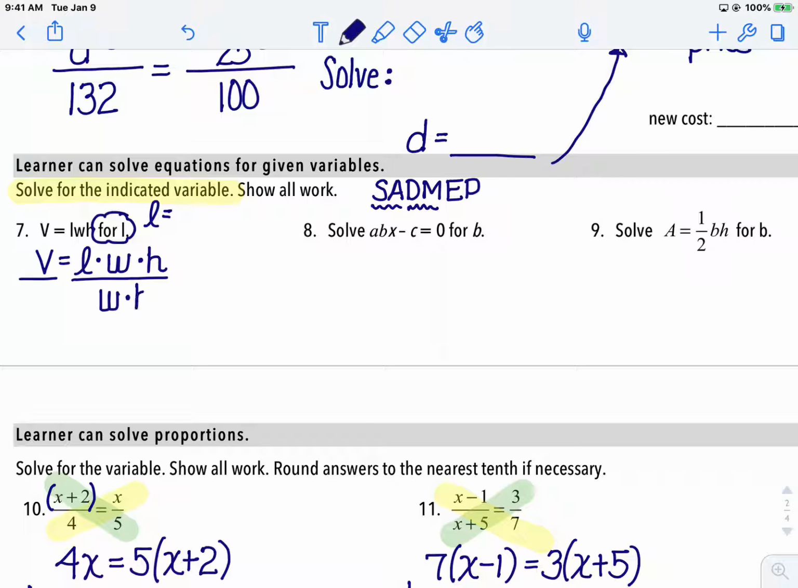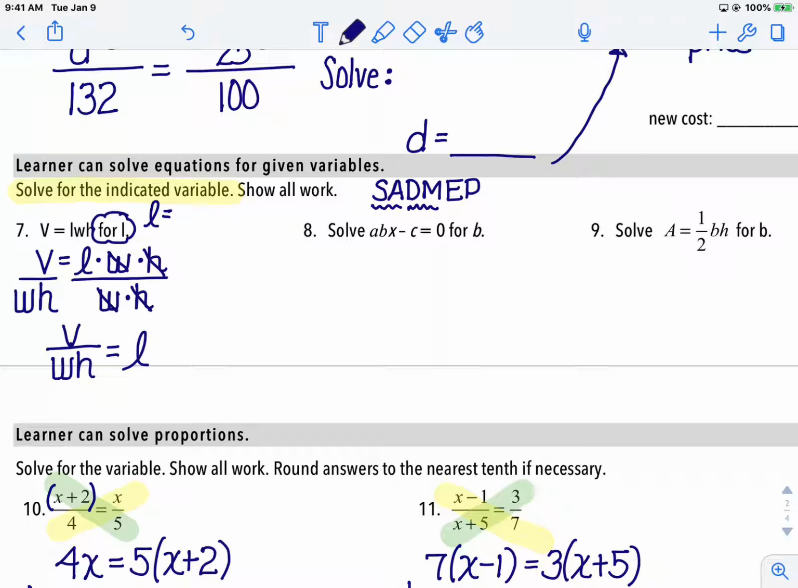So slowing down so I can make sure that I go through that SADMEPS idea, W and H both have to become dividers on this side. So this side remains with all of these things that have to happen, but L now is by itself so that your formula solves for L.